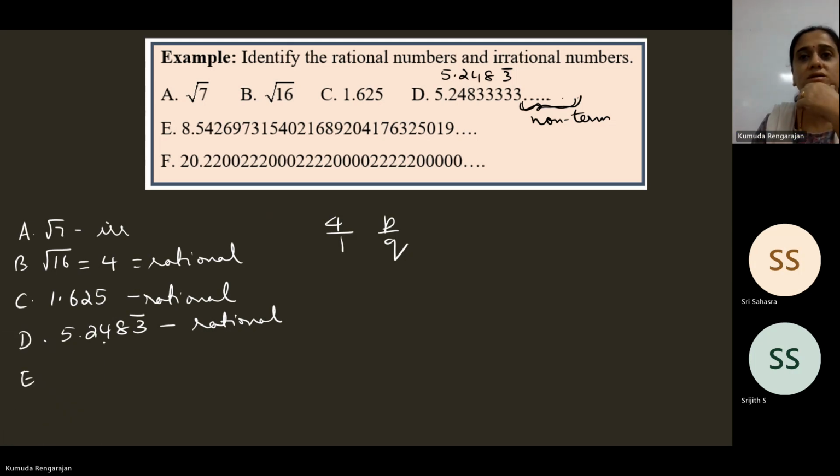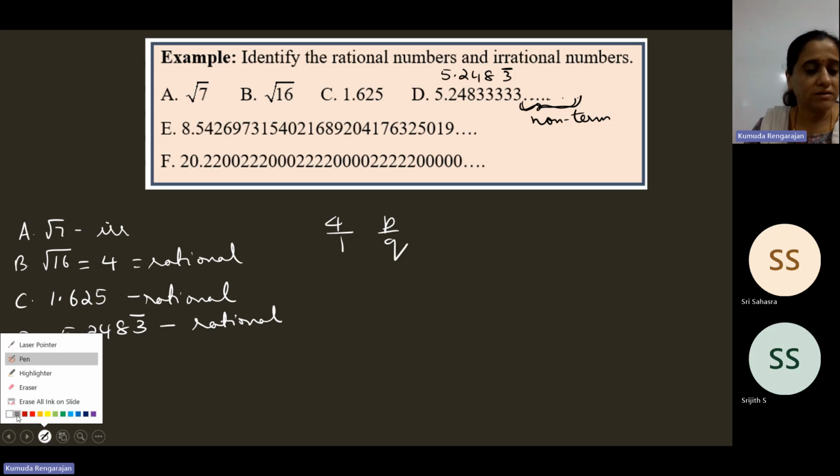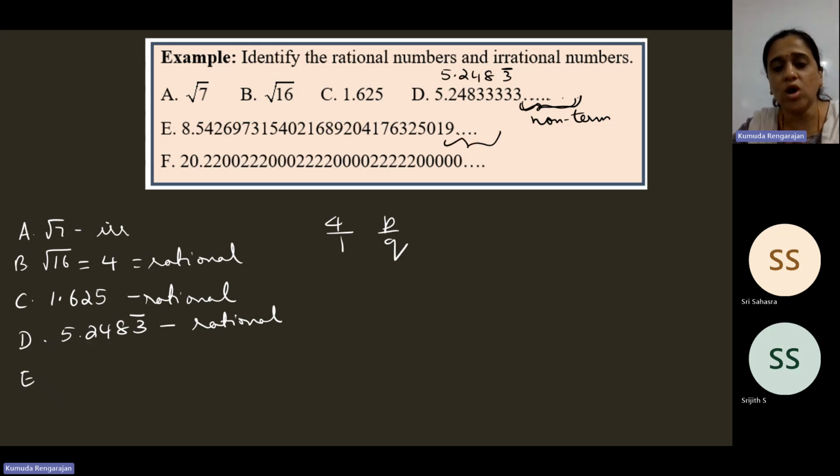E is non-terminating because you can see it's going on forever. The dots tell us that it's going on forever. Is it repeating or non-repeating? You'll have to watch that carefully. Do you find a digit, a single digit, or a set of digits repeating themselves?